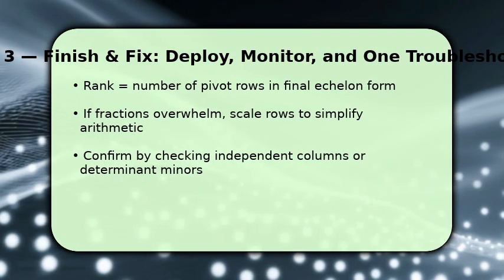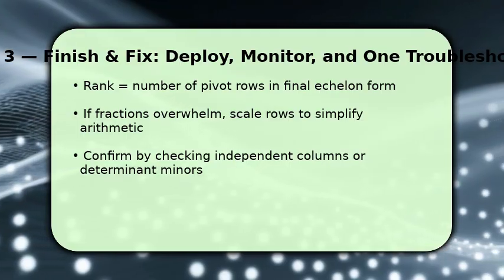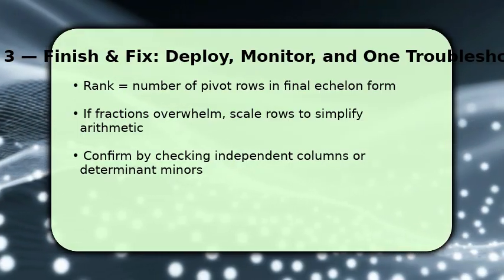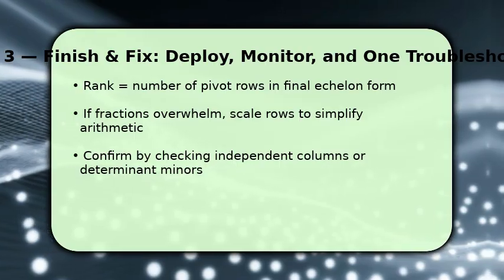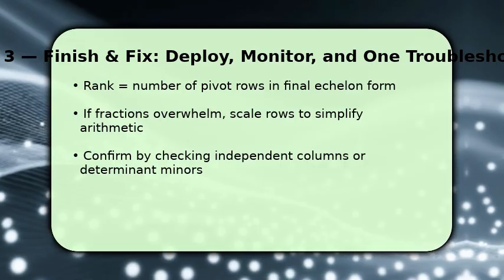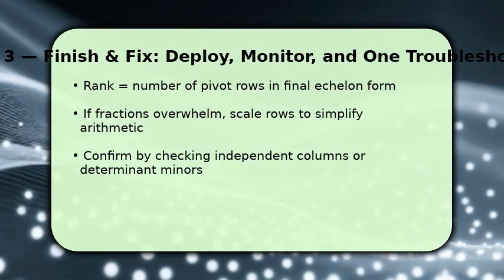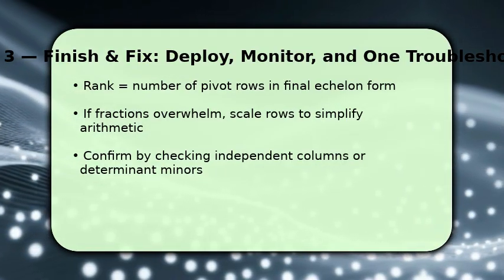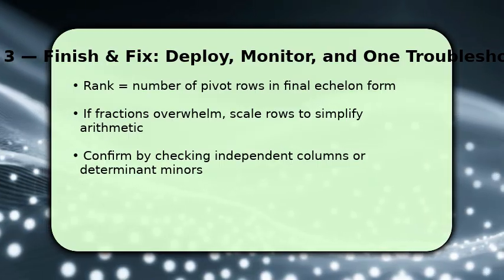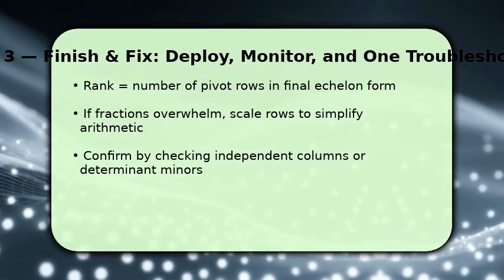Finish by counting the pivot rows in your final echelon form. That count is the matrix rank, plain and simple. If arithmetic produced messy fractions, rescale rows or use integer-friendly pivot choices early to reduce errors. Make sure to cross-check. For square matrices, a non-zero determinant means full rank.